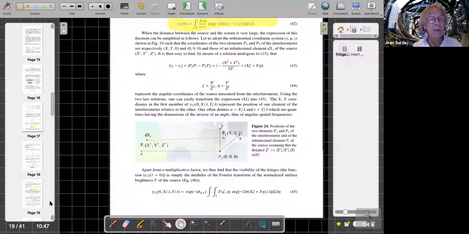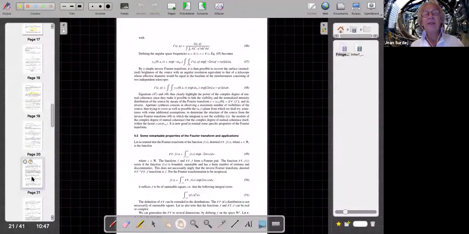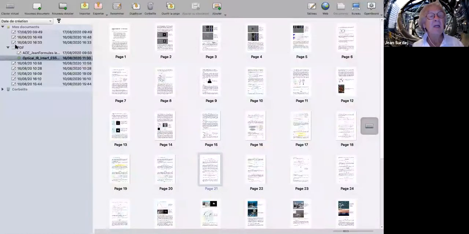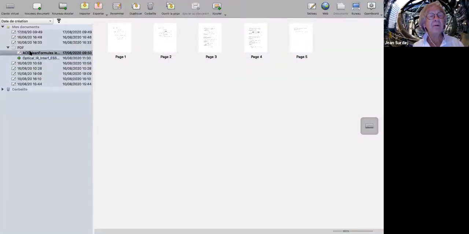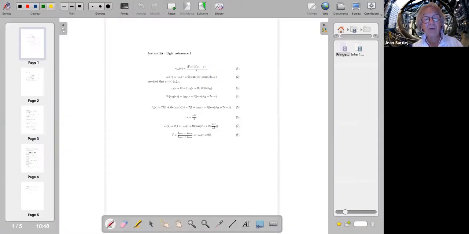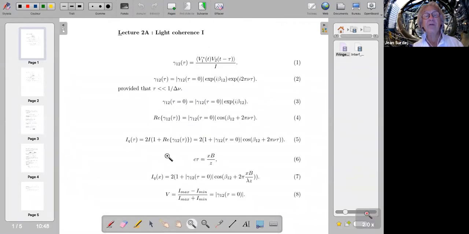So now I jump to the next slide. And perhaps to make it more visible, I will just load another presentation here. Just a moment. I go in my document. And I just prepared this summary of very important formulas, which will be very useful for you. So this is after lecture 2A, which was the first lesson dedicated to light coherence.